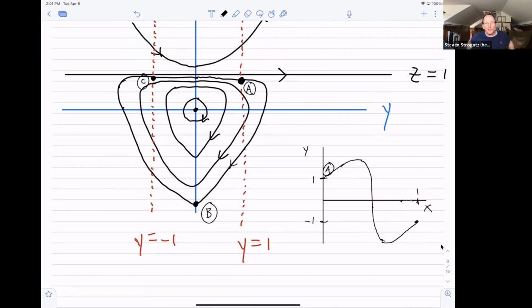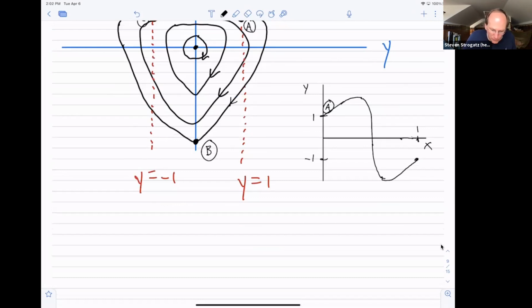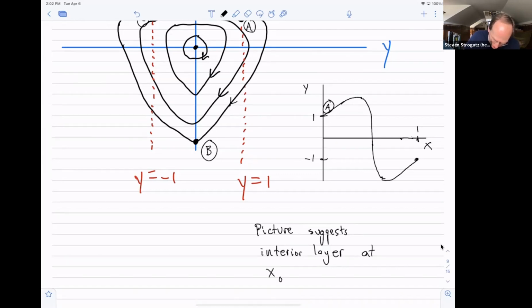Okay, so I'm looking for a solution that looks like that. I think that's a plausible candidate. And so this suggests, I mean, you can sort of see if you use wishful thinking, which is often a good strategy in math, try to make it work. The picture suggests some kind of interior layer halfway across the interval at x0 equals a half.